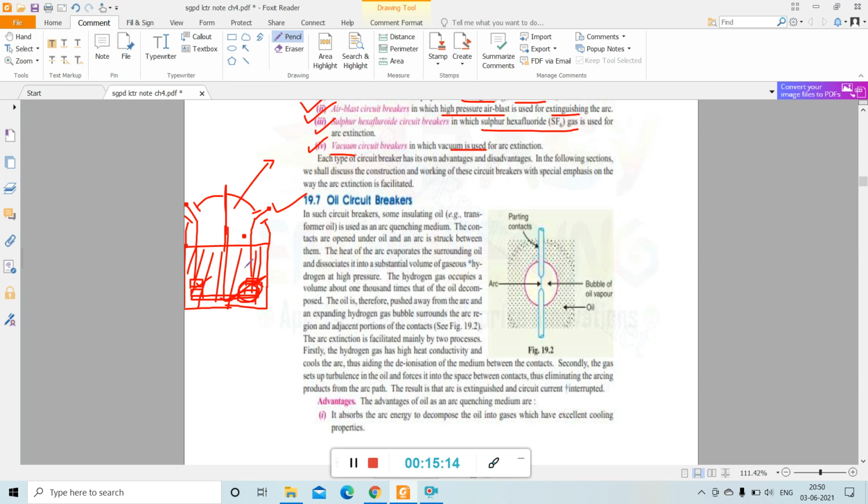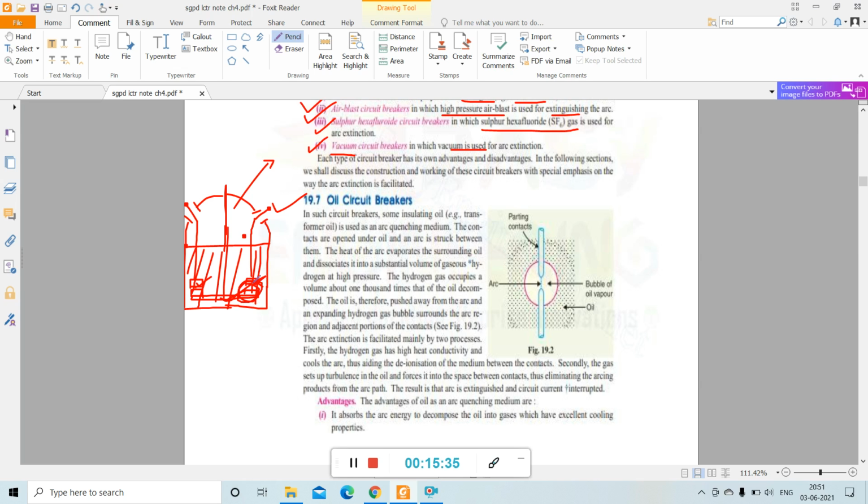And these are the oil. It is an insulating oil, that means it is a transformer oil. So the contacts are opened. When the contacts are opened under this oil medium, an arc is struck between this fixed contact and moving contact. Okay, so the heat of this arc evaporates the surrounding oil.